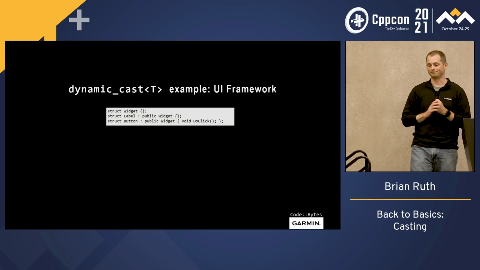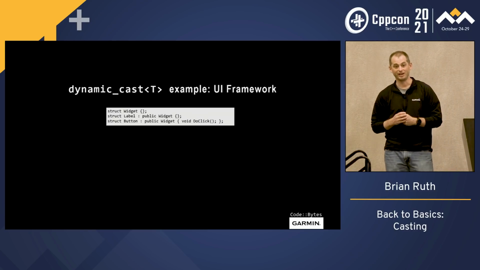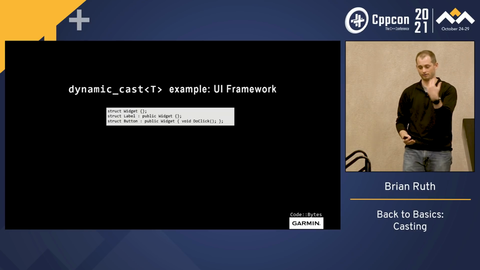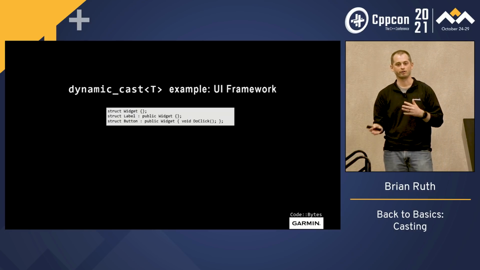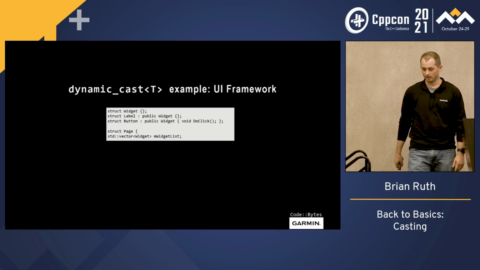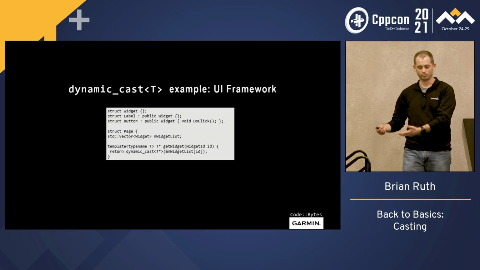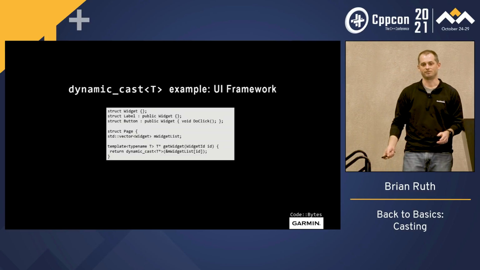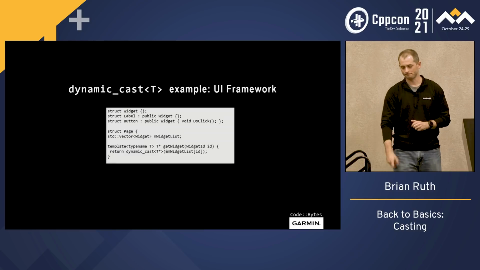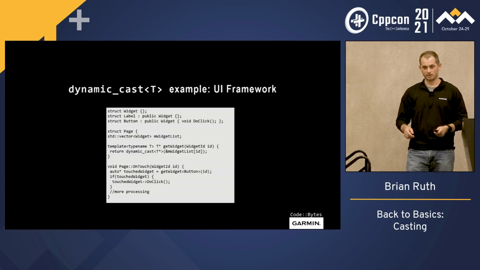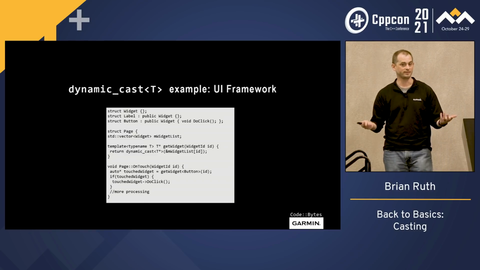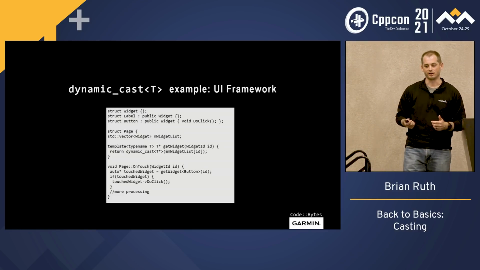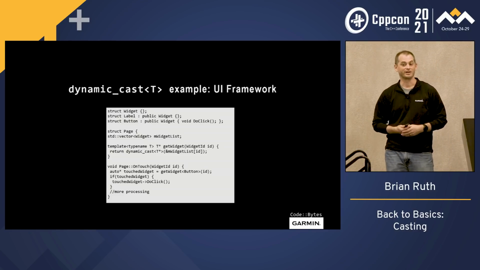So where would that be useful? An example is in a UI framework. Here we've got a widget, and both a label and a button, and they both inherit from the widget base class. And we've got a page that has a whole bunch of widgets, and you want to be able to retrieve these widgets based on some type of ID to be able to perform some action on them. So you've got a page, and when someone touches the screen, it's going to give you the ID of whatever widget was touched. And if someone touches a label, you don't necessarily want to do anything. But if someone touches a button, you want to treat it like a click.